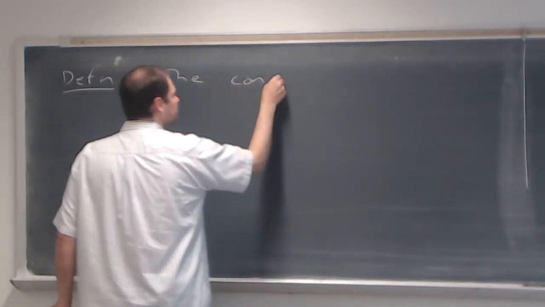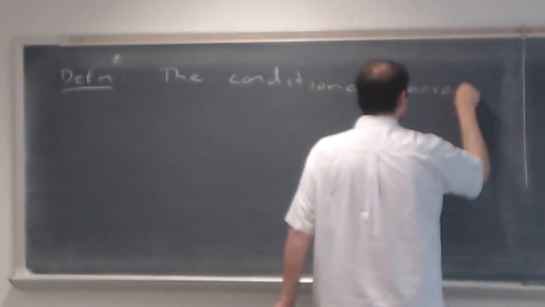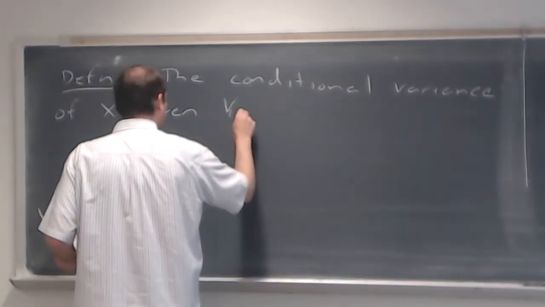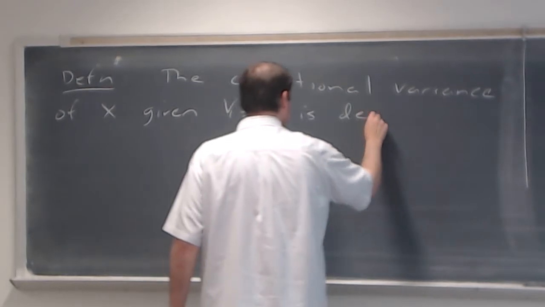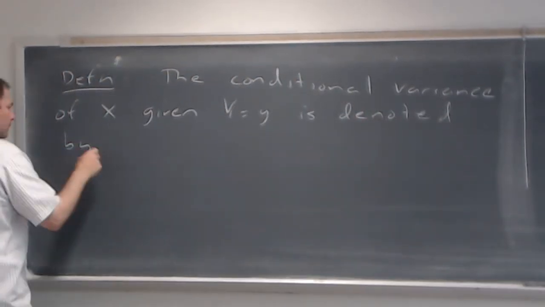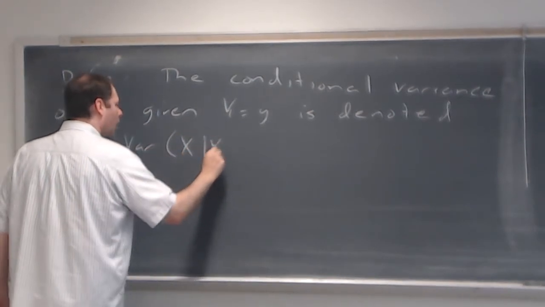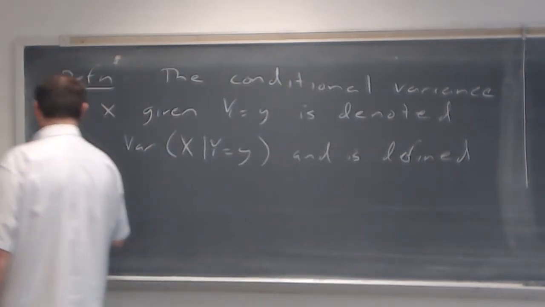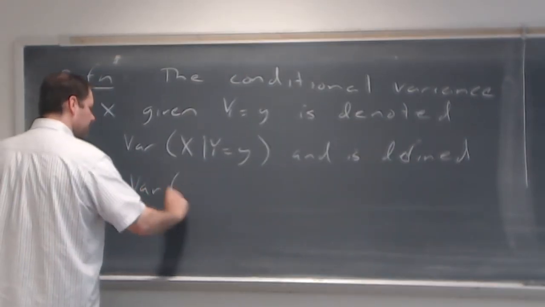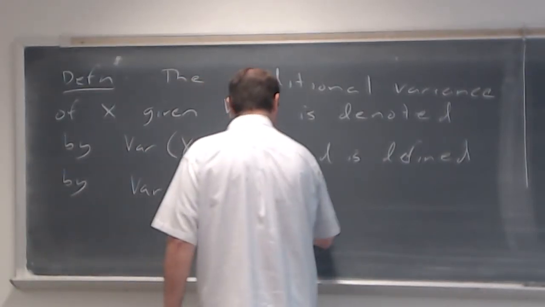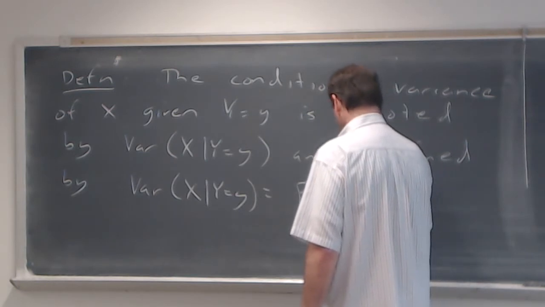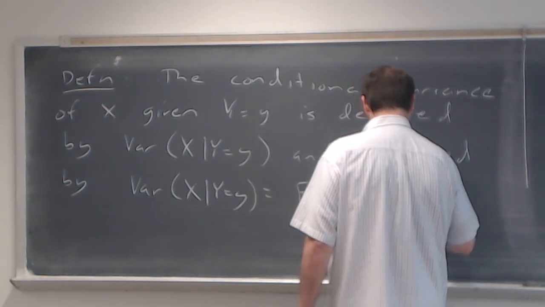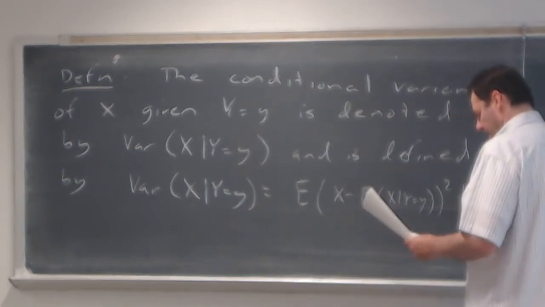So the conditional variance of x given y equal to y is denoted by variance of x given y equal to y, and is defined by the conditional variance of x given y equal to y is equal to the expected value of the quantity x minus the expected value of x given y equal to y, that part to be squared, given y equal to y.